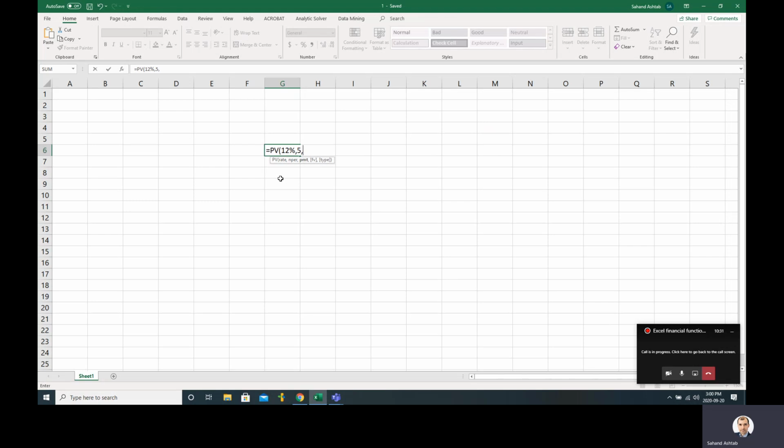The payment is 3,000. As it is a payment, it goes in with a negative sign. So we type minus 3,000. Future value is 0, meaning that there is no outstanding balance after you make the last payment.